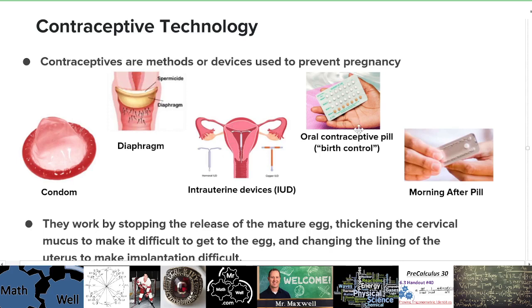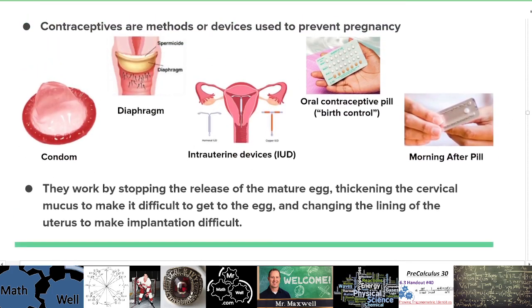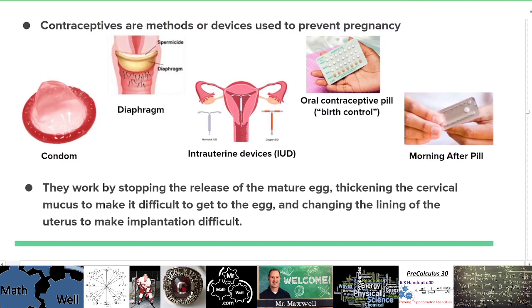Oral contraceptive: oral means you take them by mouth. There are pills and things like that that disrupt the natural process of either conception or implantation to prevent pregnancy. They work by stopping the release of the mature egg, thickening the cervical mucus to make it difficult for the sperm to get to the egg, and changing the lining of the uterus to make implantation difficult. So there are three ways this is accomplished.